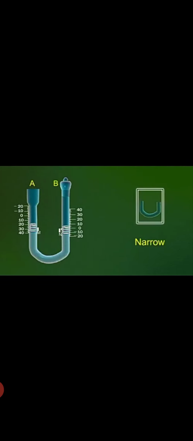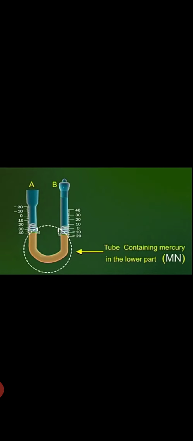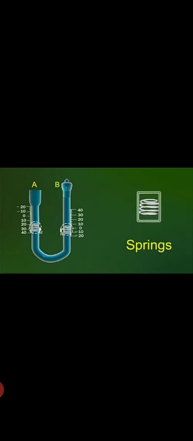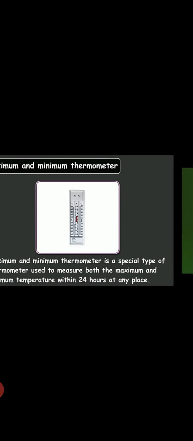See, it has a spherical bulb B. So A is the cylindrical bulb, B is the spherical bulb. It's a narrow U-shaped tube containing mercury in the lower part from M to N level. M and N are the limbs above which are filled with alcohol. B has the alcohol vapor. Next, M has degrees in either Fahrenheit scale or Celsius scale from top to bottom. N is just in the opposite manner. Springs, those are the metal indices we have.